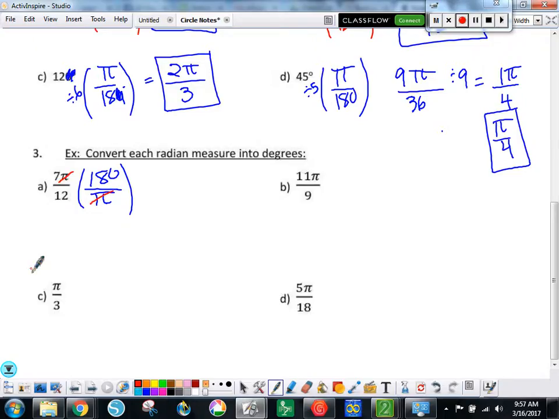And now this is all calculator work. On your calculator, 7 times 180 divided by 12 equals what? Everybody on the calculator. Raise your hand when you got it. 7 times 180 divided by 12.